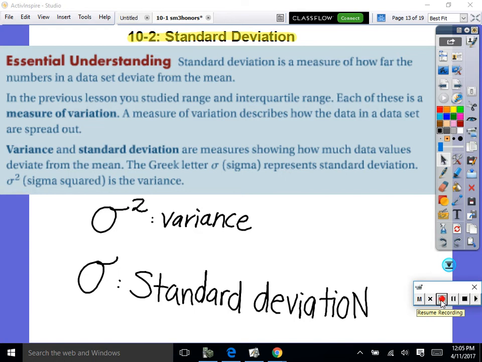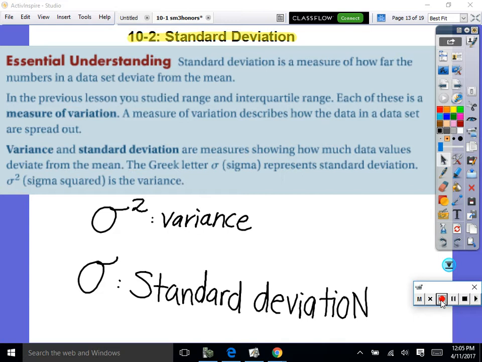Okay, so now we're on to 10-2, standard deviation. Standard deviation is a measure of how far the numbers in the data set will deviate away from the mean. Remember, mean means average. So, how far the numbers in a data set will deviate from the average of the data set.